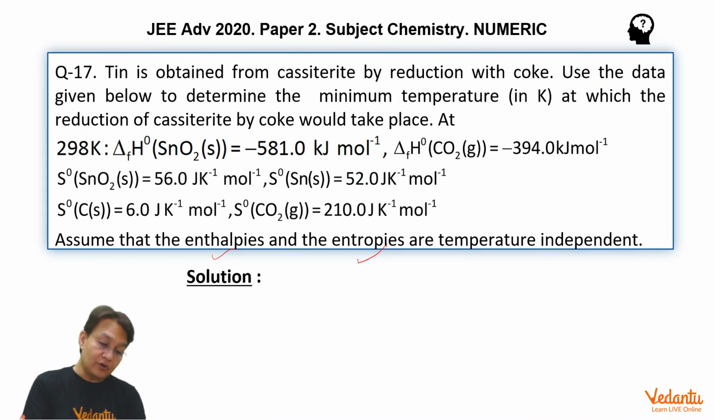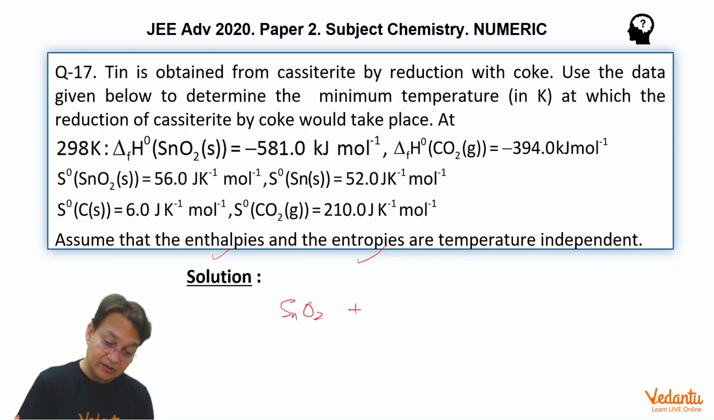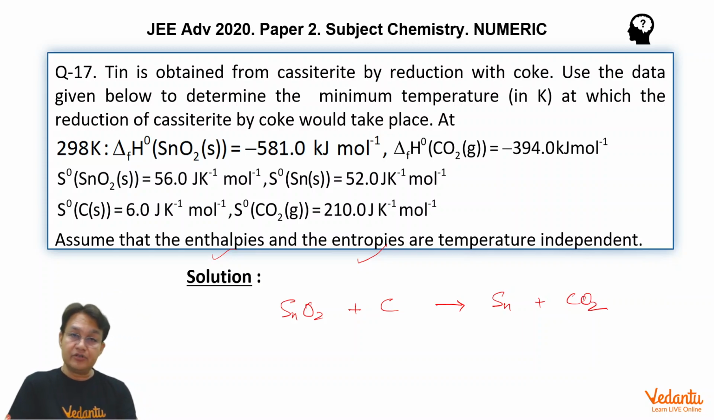So let us see what are the values given. Delta HF naught of SnO2 is given, delta HF naught of CO2 is given, and the given reaction will be cassiterite, the formula is SnO2. This is reacting with carbon, and it is going to form tin plus CO2. So this is the balanced equation for which you have to find the delta RH naught and delta RS naught.